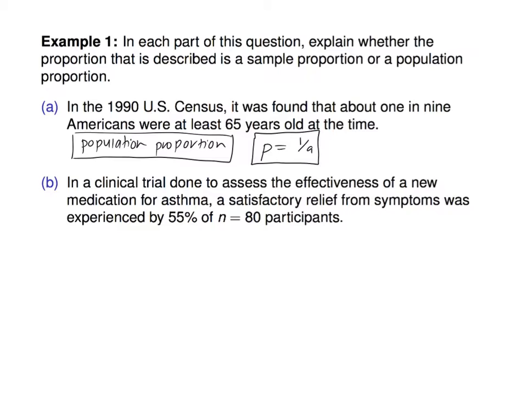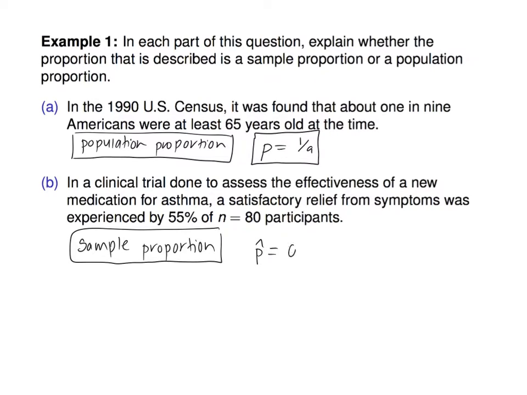Does that make sense? Okay. In a clinical trial done to assess the effectiveness of a new medication for asthma, satisfactory relief from symptoms was experienced by 55% of n equals 80 participants. That's definitely a sample. They didn't give everybody this drug, right? This is a sample proportion. So would the appropriate notation be p or p hat? P hat. Good. And that p hat would be equal to, in this case, 0.55.